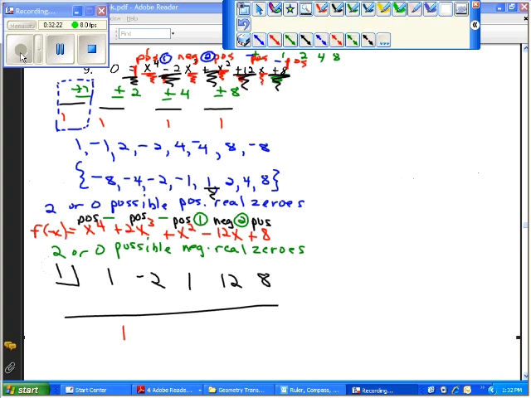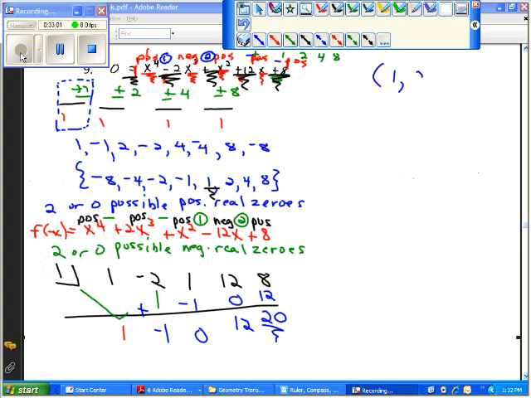So we're going to bring down the 1, multiply. 1 times 1 is 1. Add negative 1. Multiply negative 1. Add 0. Multiply 0. Add 12. Multiply 12. Add 20. No good. We need a 0. So that was not a hit, but it's a what?